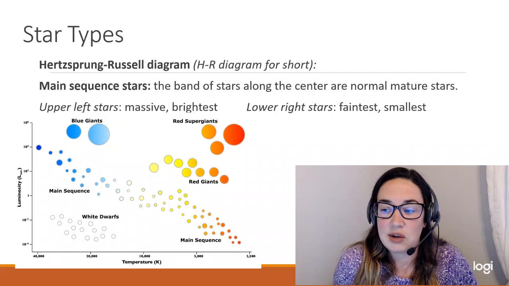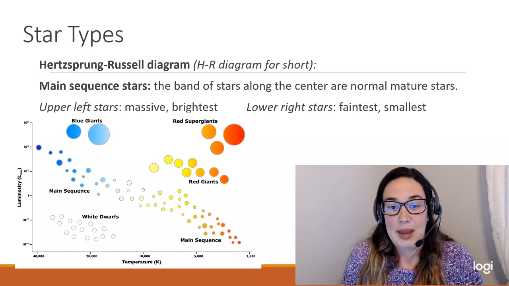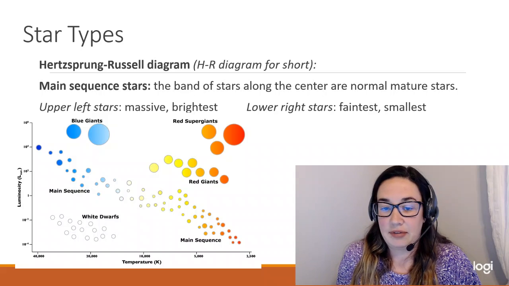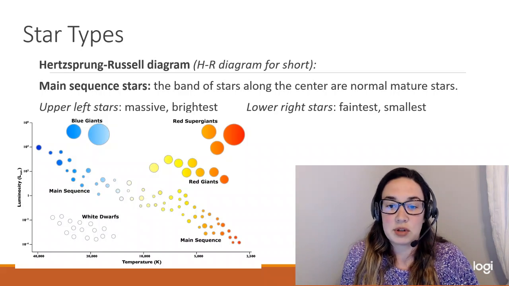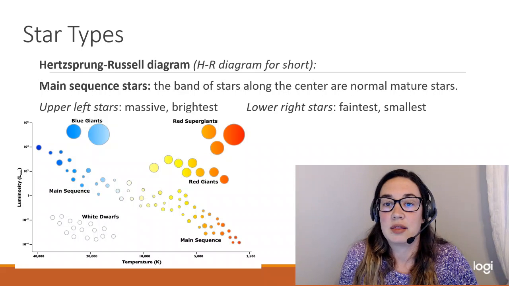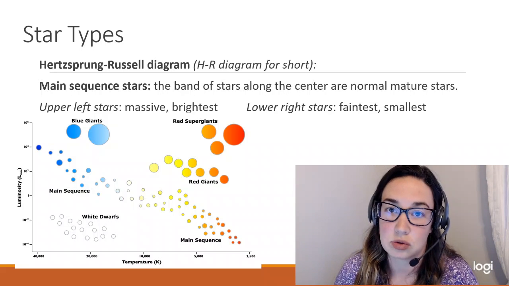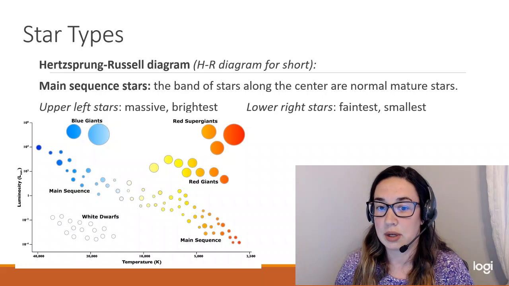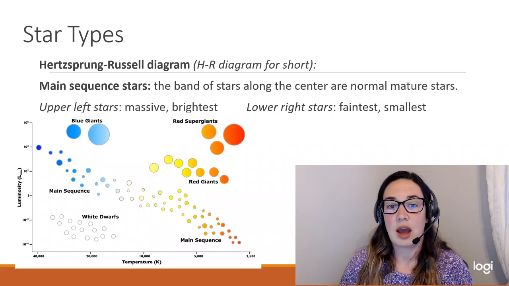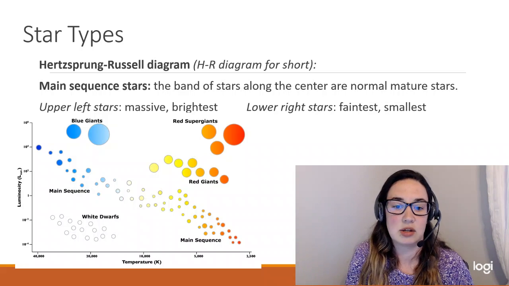So our main sequence stars, as I mentioned, we had that main sequence band that's running from the upper left to the lower right. So that's that band of stars where most of the stars fall along, and the center of these stars are normal mature stars. So the center of this diagram are these normal mature stars, and that's where you see them in the main sequence. As I mentioned, you have the blue giants and you have the red giants and you have the white dwarfs.